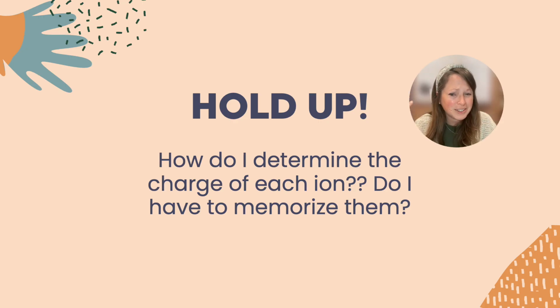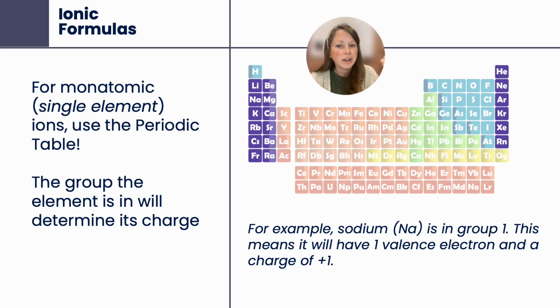All right, so how do I figure out the charge of each ion? Do I just have to memorize that? No, you do have to memorize the polyatomic ions, but thankfully we can use the periodic table. So if I'm working with a monatomic ion, what does that mean? Mono is a prefix that means one. I'm looking at just a single element. I'm just going to use the periodic table.